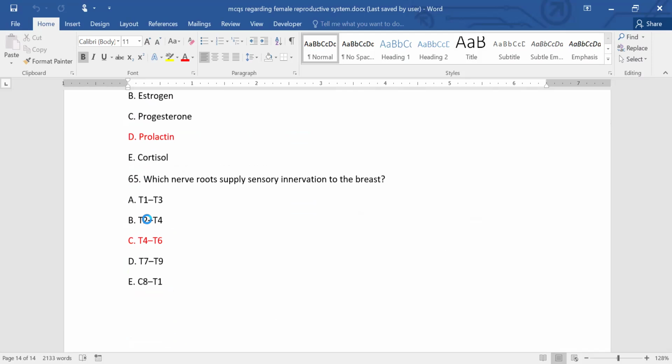So I hope this is helpful for you in understanding the anatomy of the female reproductive system. Thank you.